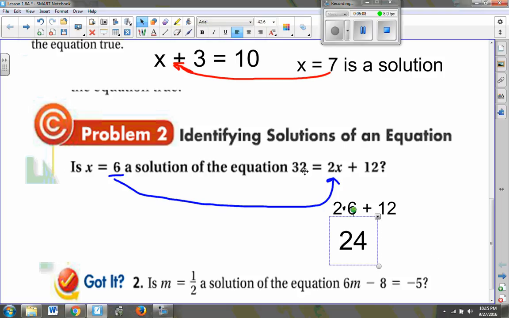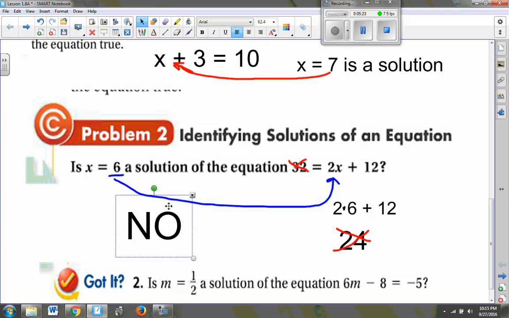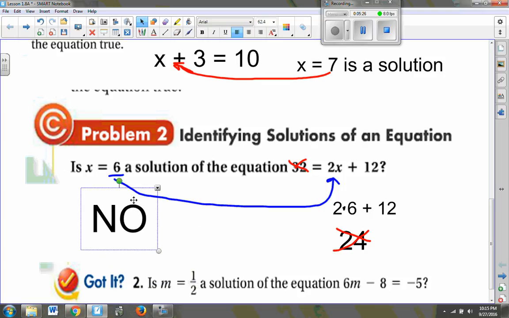Does that equal 32? No, it doesn't. 24 and 32 are not the same thing. 32 and 24 do not equal each other. So the answer here is no, it is not a solution. That would be our final answer. No, it's not a solution because 24 does not equal 32.